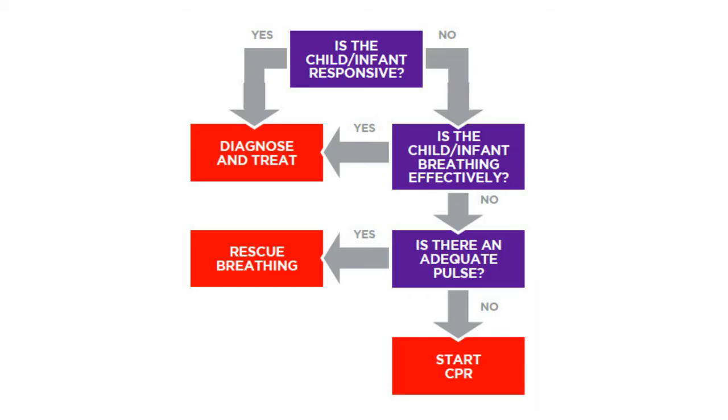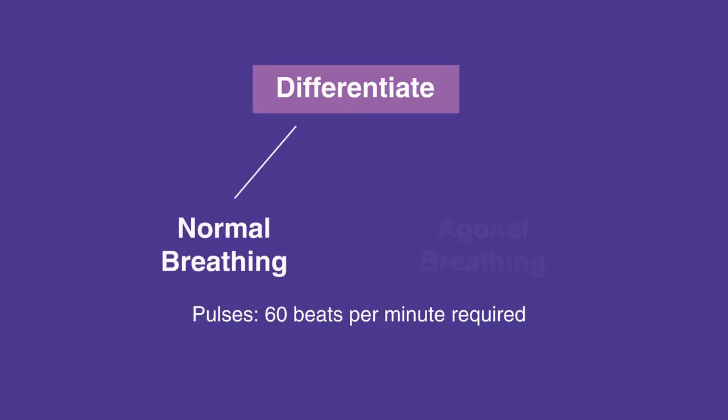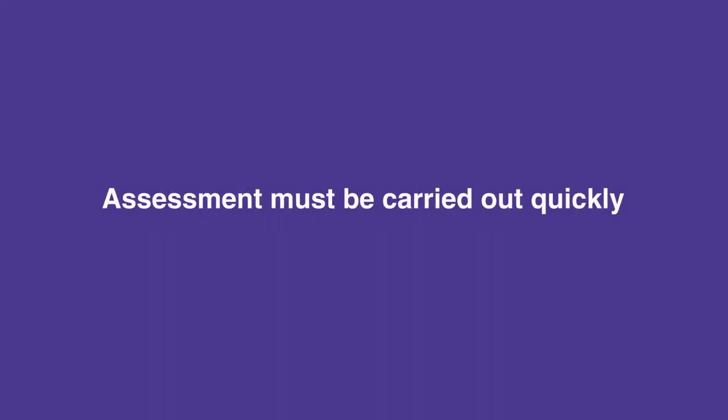It's important to differentiate normal breathing from gasping or agonal breathing. Gasping is considered ineffective breathing. Similarly, not all pulses are adequate. The rule of thumb is that at least 60 beats per minute is required to maintain adequate perfusion in a child or infant. The assessment must be carried out quickly.